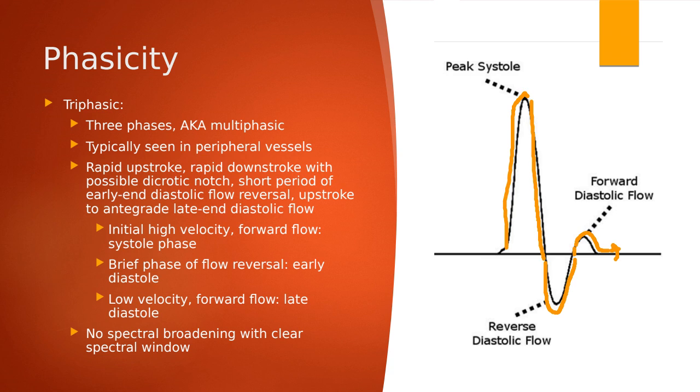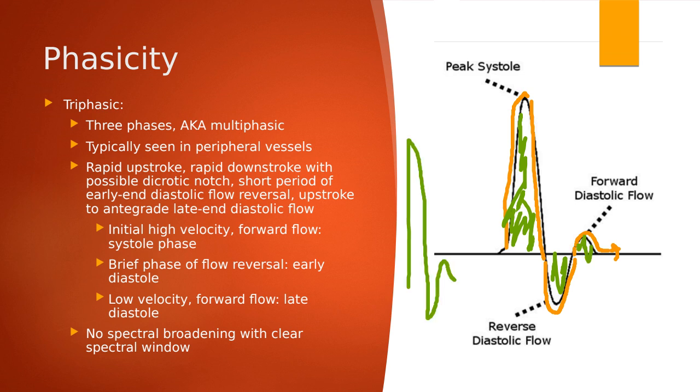So with this, we don't want to see spectral broadening, right? Let's remember from physics, spectral broadening is going to be all of this area in the waveform, right? We don't want to see that filled in. We want to see just nice, clear lines. Now we're going to have an initially high velocity with our forward flow. That's going to be our systole. We're going to have that brief phase of flow reversal, early diastole, and then we're going to have a lower velocity forward flow for our late diastole. So that's the standard appearance of a triphasic waveform.